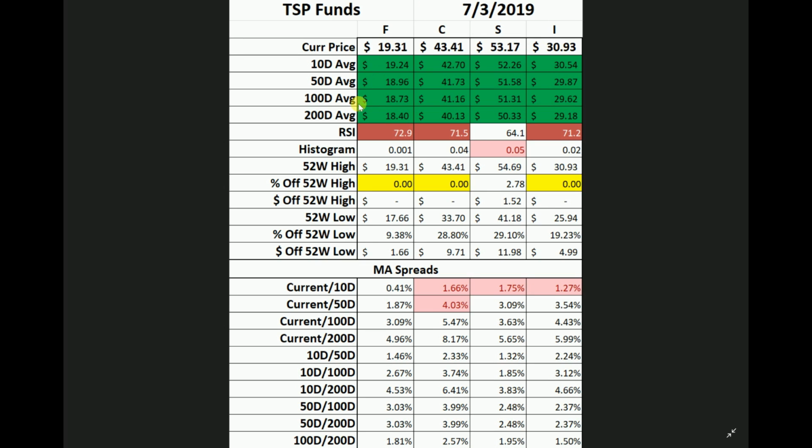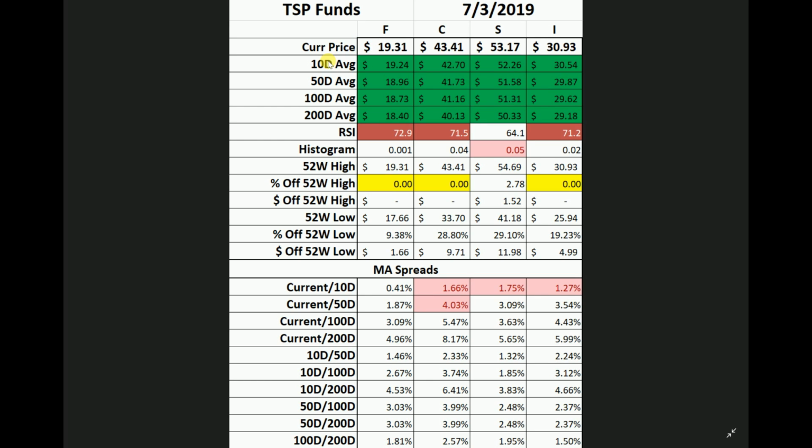Then you have the four moving averages I like to look at: the 10-day, 50-day, 100-day, and 200-day. Basically, if you take the closing price from every day for that number of periods, that's what the average price is. So for those of you who are brand new to swing trading, or technical analysis, I should say, that's basically what a moving average is. And the shorter the average is, the more quickly it changes.